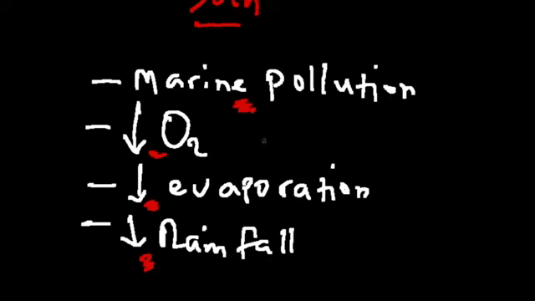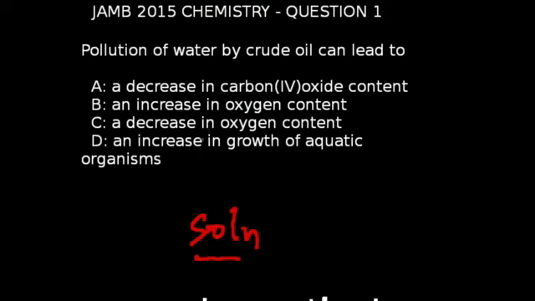So we can see that pollution by crude oil can directly or indirectly affect us as humans also, and also marine life. So from this explanation, it is obvious that the correct answer to this question will simply be, it will lead to a decrease in oxygen content, which is option C.